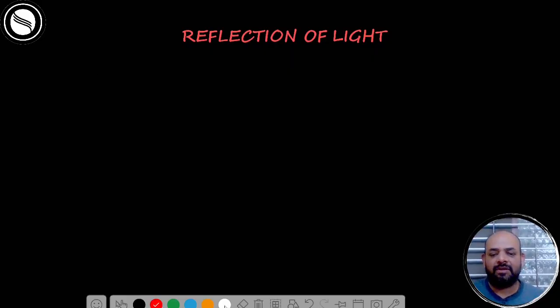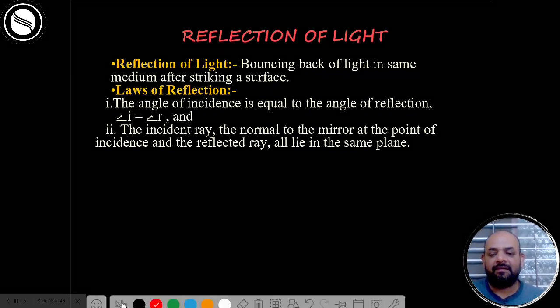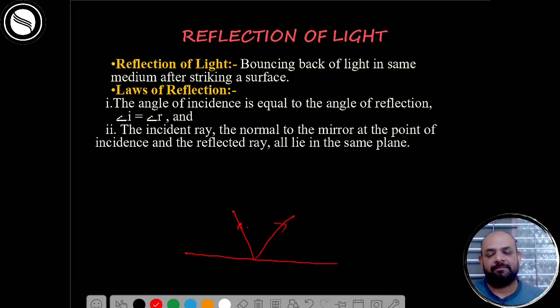In this video, we'll focus on this topic, reflection of light. First, what is reflection? As we know, the definition is the bouncing back of light in the same medium after striking a surface. Whenever light strikes a surface, it bounces back in the same medium. This is called reflection. Light does not pass through the medium. That is refraction, when light passes from one medium to another. But here it bounces back in the same medium. That's why we have given this definition.